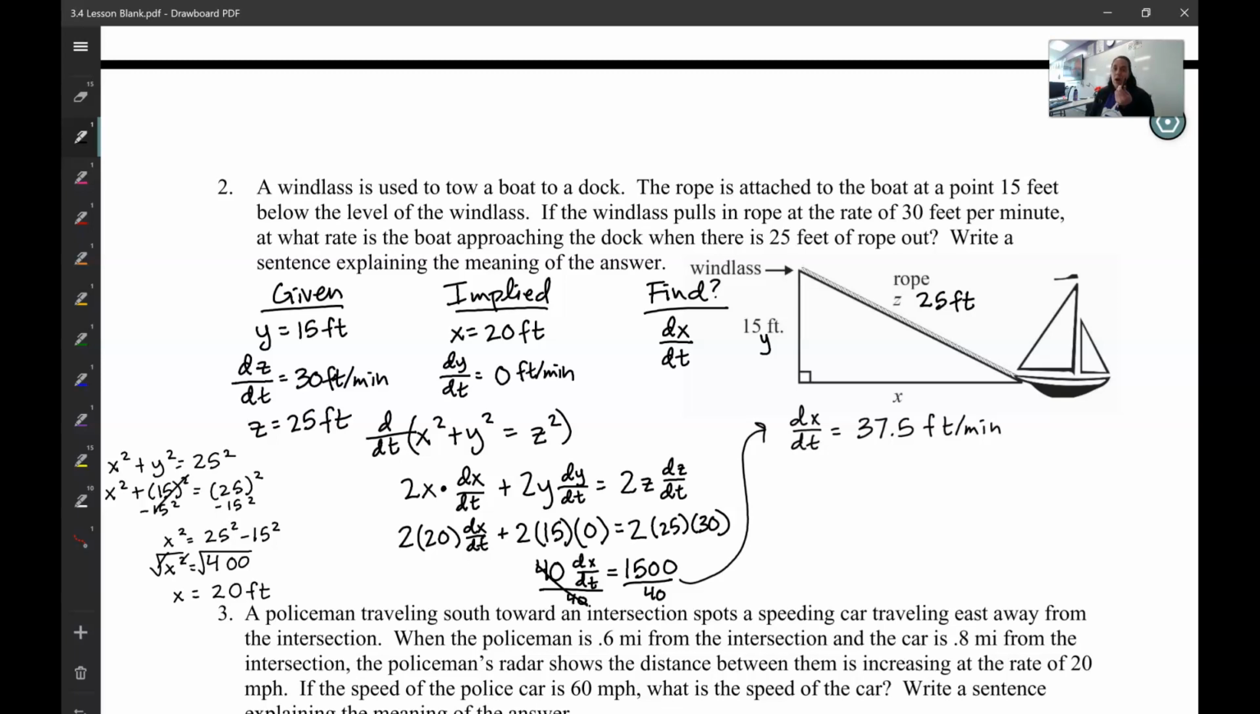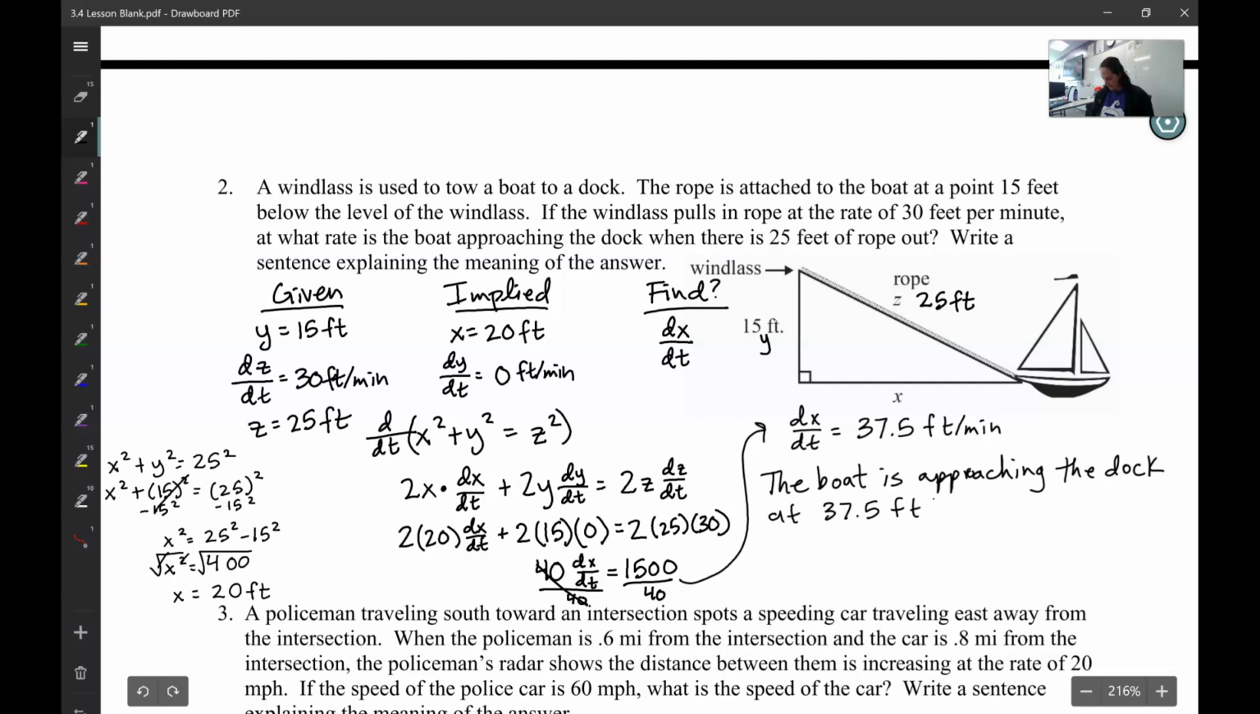But on the AP test, you will always want to write your answer to a problem like this in a sentence. So what we're trying to say, what rate is the boat approaching the dock? The boat is approaching the dock at 37.5 feet per minute when there is 25 feet of rope out.